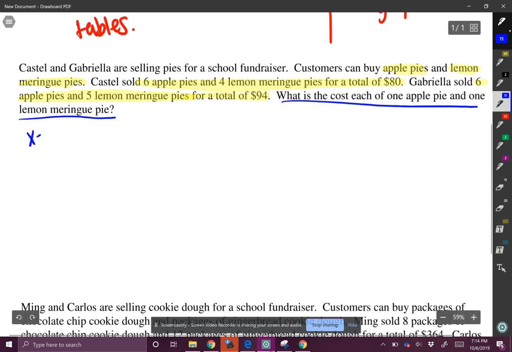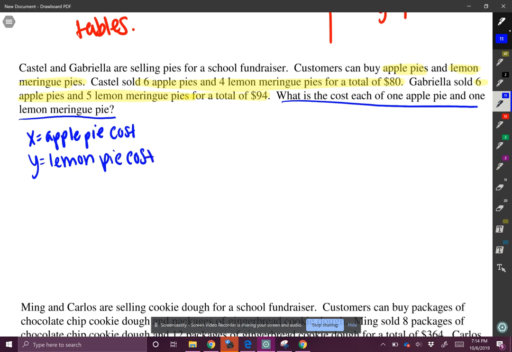So let's say that x equals apple pie cost, let's be real specific, apple pie cost. And then y equals, I know it says lemon meringue, I'm just putting lemon pie cost. Okay, so let's set up our 2 equations in this case.